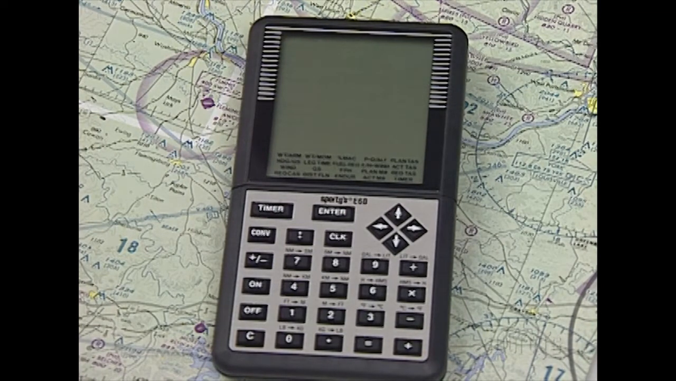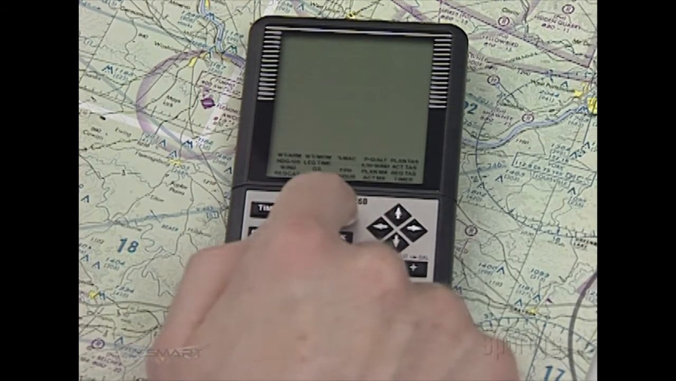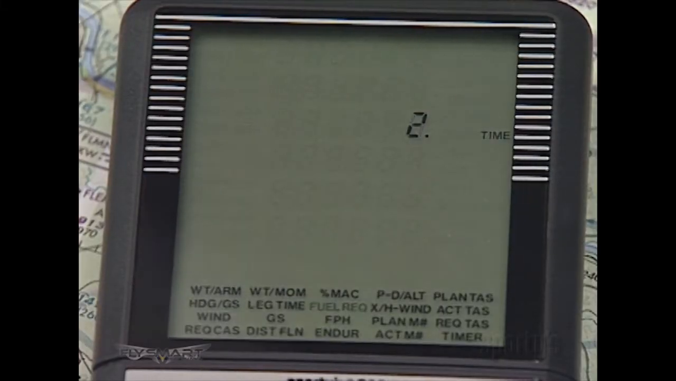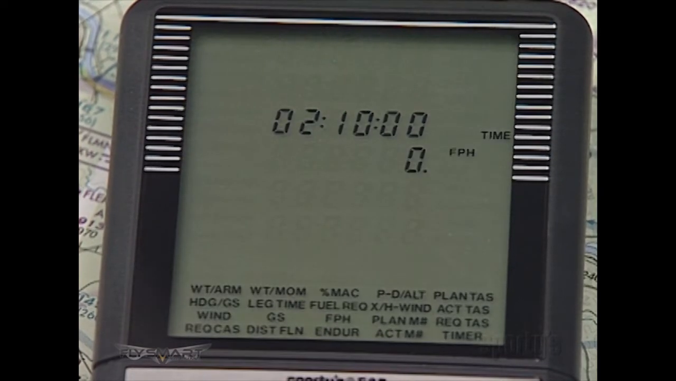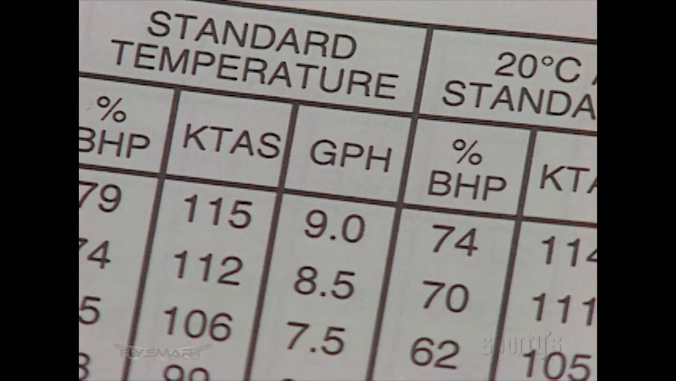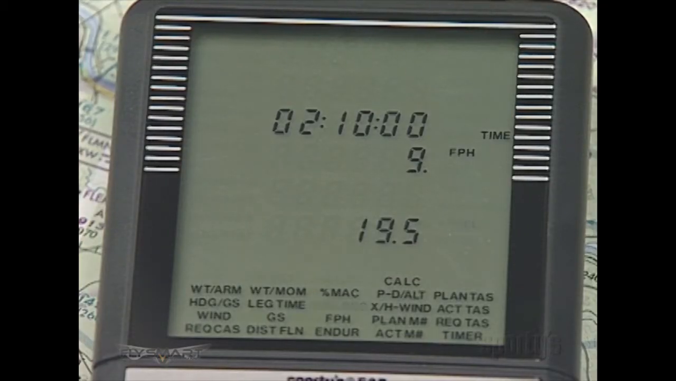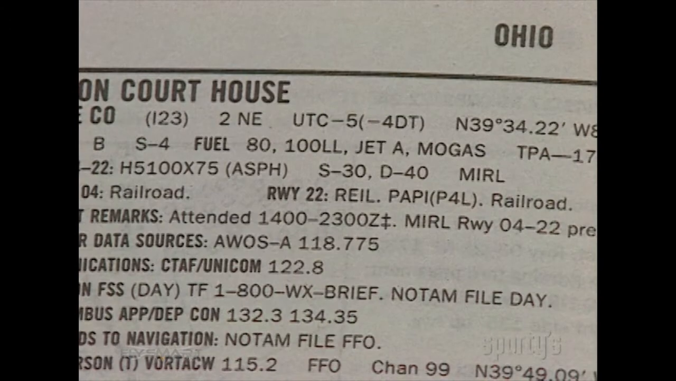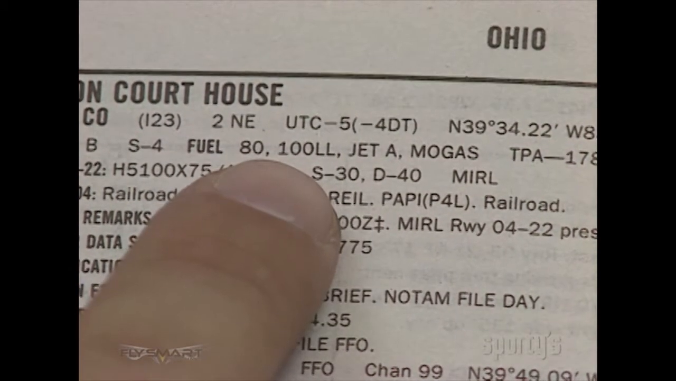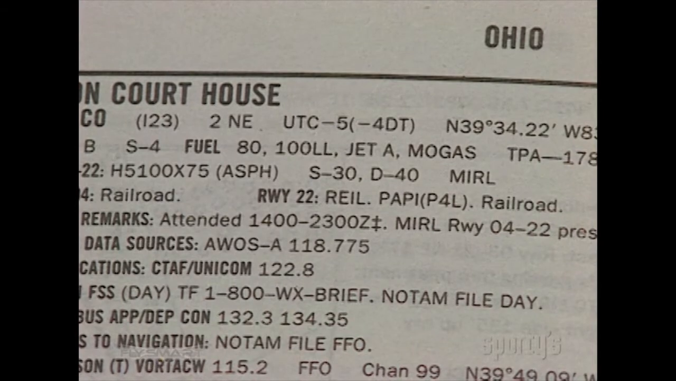Now, let's figure the total fuel required for the trip. Select Fuel Required and press Enter. As prompted, enter time required at 2 hours and 10 minutes and press Enter again. Find the fuel burn rate in the pilot's operating handbook. Enter the rate of 9 gallons an hour for the Skyhawk. The amount of fuel required for the trip, plus reserve, will be 19.5 gallons. Since the Skyhawk holds 53 usable gallons, having enough fuel presents no problem. Also, a check of the airport facility directory shows fuel is available at our destination airports if more is needed for any reason.